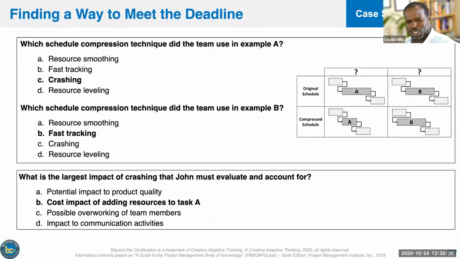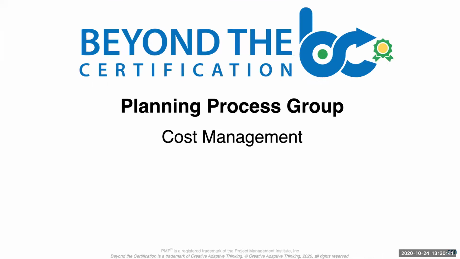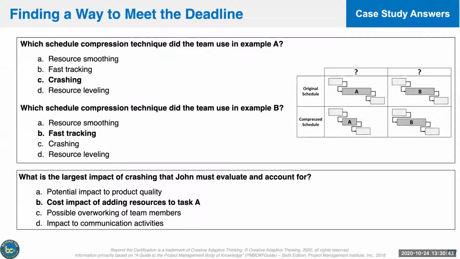Crashing, adding resources. When they talk about doing multiple activities at the same time or in parallel, then we're talking fast tracking. Okay, yeah, I think I got it. I don't remember the examples in the story. Yeah. And then question 3 would have given me the answer to the first question. Right. Good. I didn't even mention that yet.